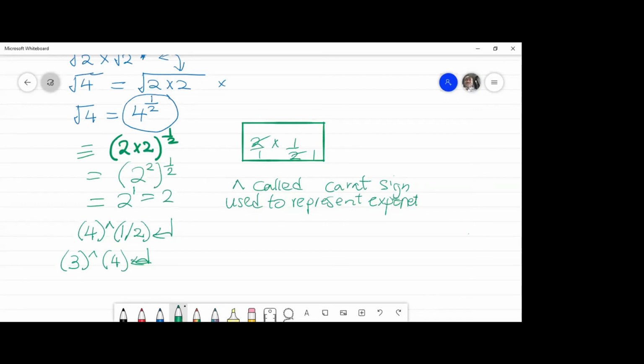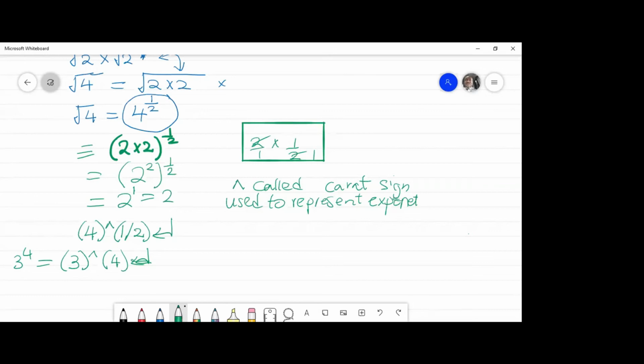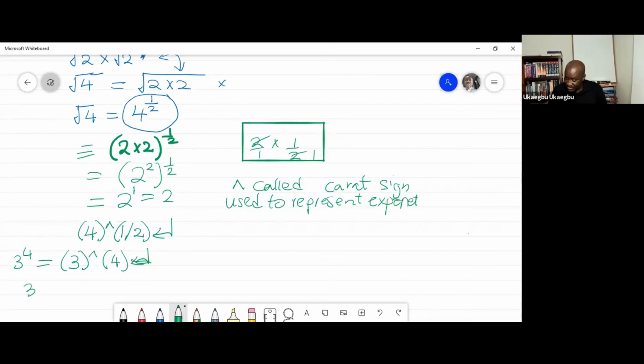81. Okay. So now this is the same thing as saying 3 raised to power 4. You agree, right? All right. Which is the same thing as saying 3 times 3 times 3 times 3. So you see, if you can prove it with a whole number, then you can also prove it with a fraction.